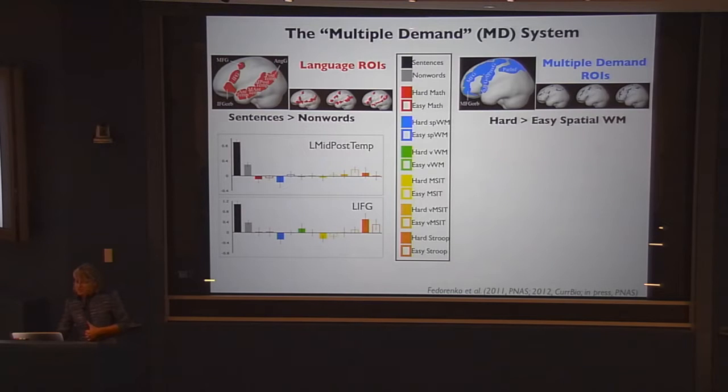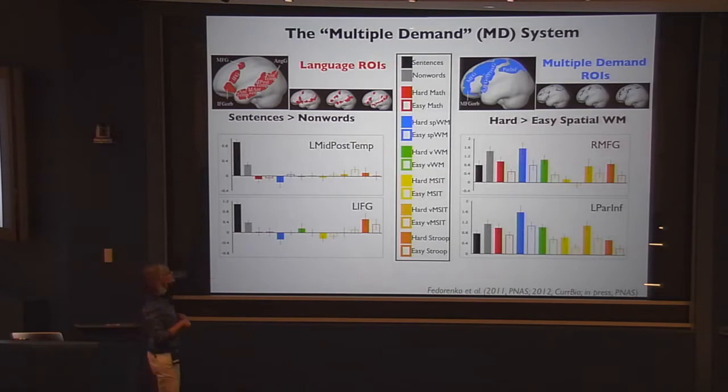And so just to show you what that looks like, here is the response in a couple of those multiple demand regions defined in each subject individually across this suite of tasks. And the solid bars here are a difficult condition versus an easy condition. This is spatial working memory, difficult versus easy. This is verbal working memory, difficult versus easy. Basically, every contrast of difficult versus easy, no matter what it is, engages that same region. So these regions are just completely domain general. They'll kind of do anything. Whenever you're doing something difficult, they step up and engage.